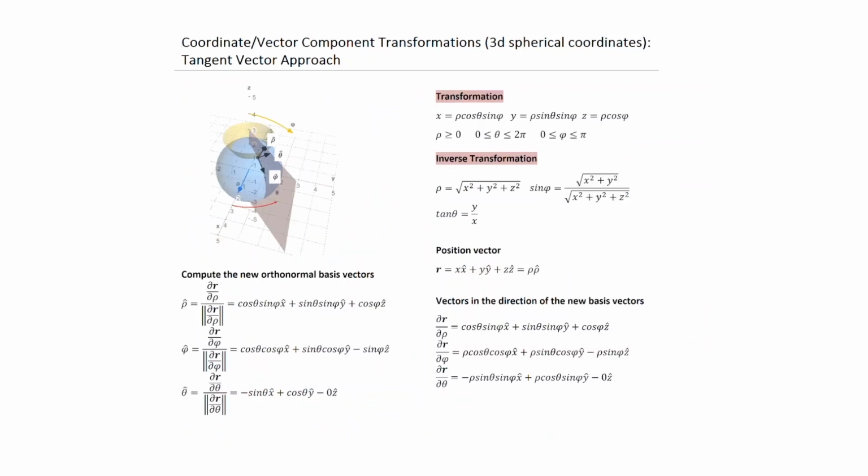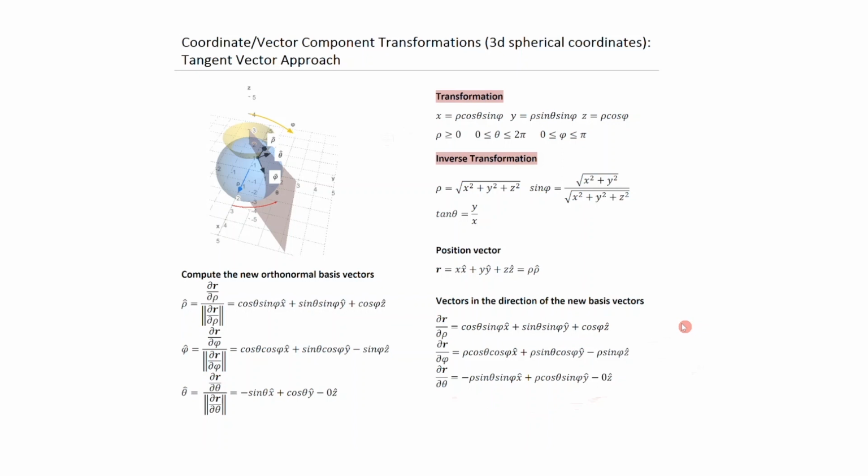All right, so for spherical coordinates, here's the transformation. This is the inverse, and the position vector is just going to be rho hat. So what are going to be the vectors in the direction of the new basis vectors? Dr d rho, dr d phi, and dr d theta. All you're doing basically is to take the x values, the y values, and the z values, take the derivatives with respect to rho, phi, and theta, and that basically gives you the vectors in the new coordinate system.